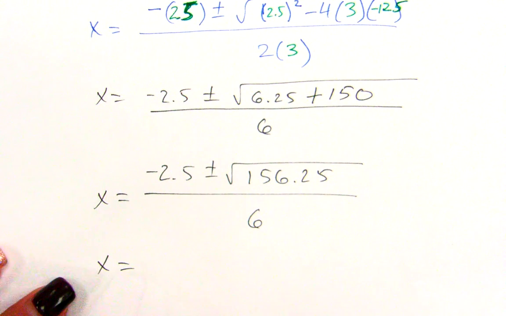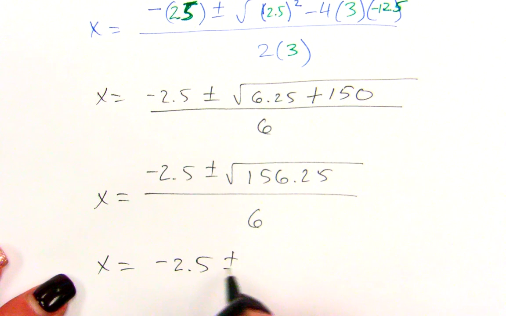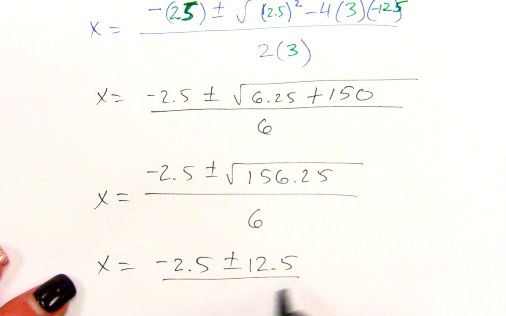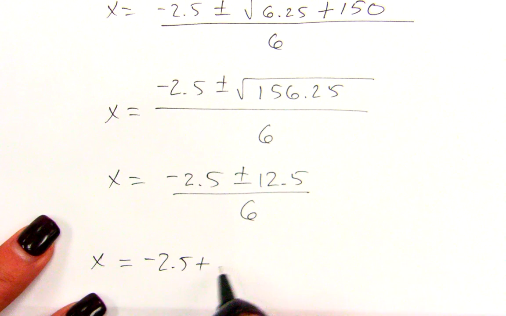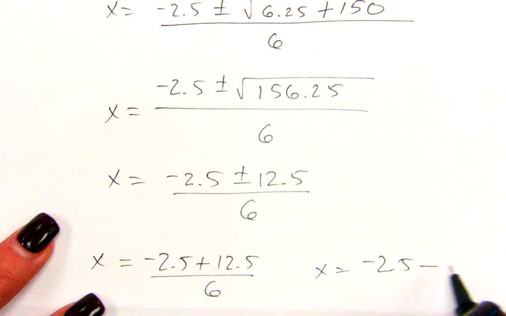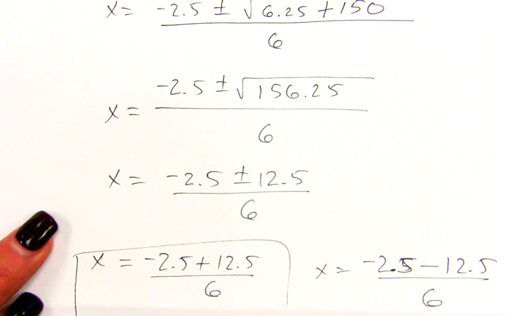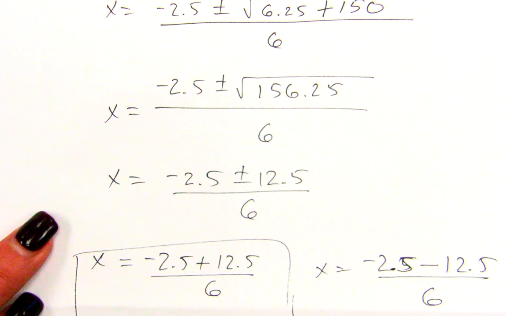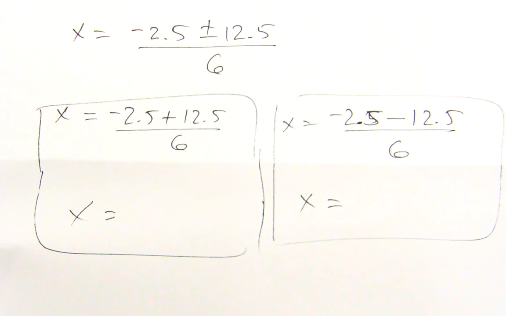And then the square root of that is a really ugly... Oh, it's not bad. 12.5. Negative 2.5 plus or minus 12.5 all over 6. So I'm going to split this up right now. Negative 2.5 plus 12.5 all over 6. And x equals negative 2.5 minus 12.5 all over 6. Okay, and I'm going to stop there. And please finish these out. So what is x actually equal to? What is x actually equal to as the numerical values? Because we need them for the x-intercepts. They need to be an actual answer. Okay, so feel free to go back.